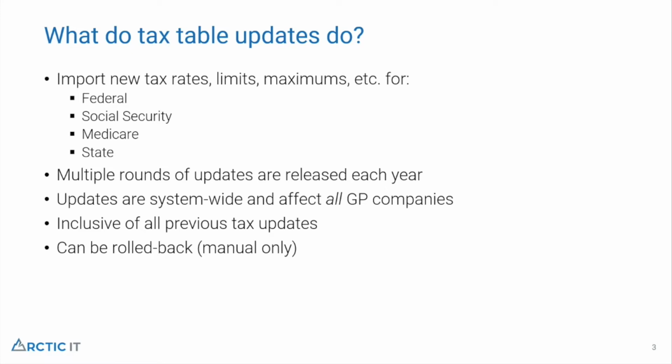So you're going to update everything because it's under the system menu. The tax table updates are inclusive of all previous tax table updates, and tax tables can be rolled back. There is a manual method for doing this. It's not automatic, but if you realize that you downloaded a tax table incorrectly, you can roll it back to a previous tax table if you need to.